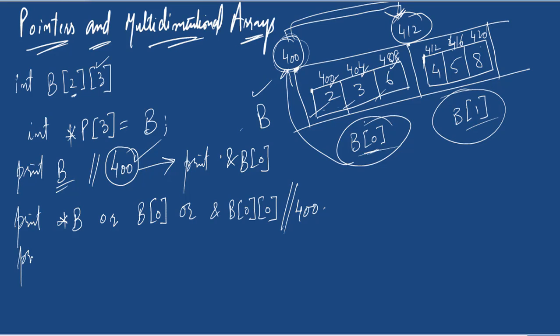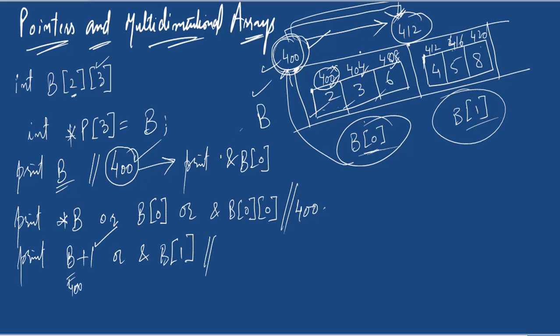If I am going to write print b plus 1 or AND of b of 1, what is going to be returned? B plus 1. B is the address of the first element of an array, that is 400. I am talking of this external 400 plus 1, not of the internal 400. I am incrementing that by 1. Incrementing that means I have to reach here, and this will give me 412. So the answer will be 412.